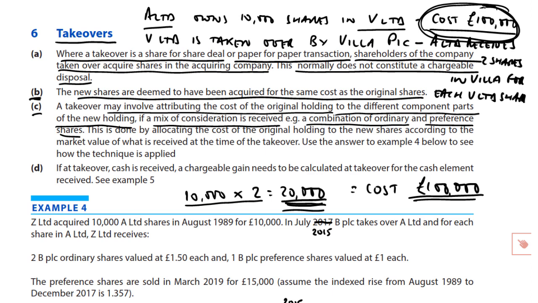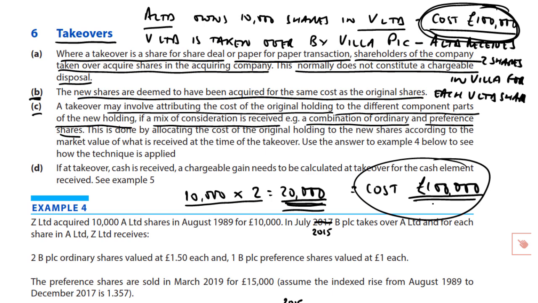We got, for example, just ordinary shares in Villa plc. But now we have received two different types of share, and they will go into and form their own share pool: for ordinary shares, a separate share pool for preference shares. And any one of those shareholdings could be disposed of in the future, and for it you would need to know its relevant cost. So what that means we now need to do at the time of the takeover is to split that cost of A Limited's shares in V Limited between the two types of share acquired, the ordinary shares and the preference shares.